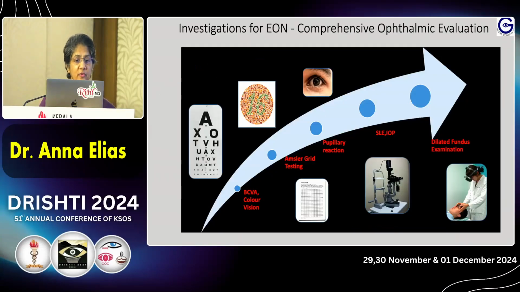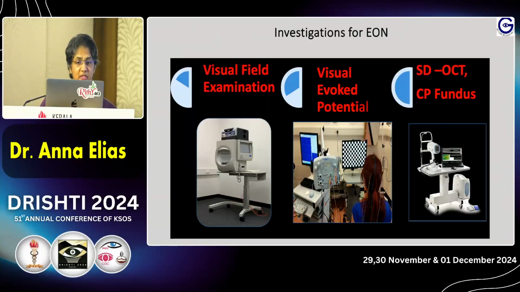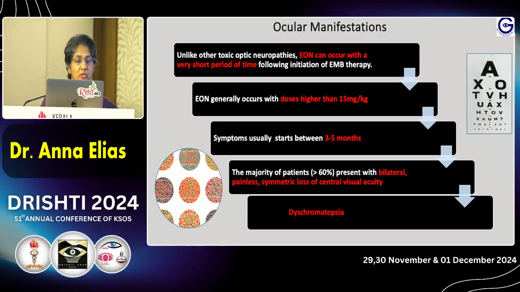So the investigations for ethambutol toxicity are a comprehensive ophthalmic evaluation, including best-corrected visual acuity, color vision, Amsler grid testing, pupillary reaction, slit lamp, IOP, a dilated fundus examination, visual field examination, visual evoked potential, which is very important, SDOCT, and color photo of the fundus. Unlike other toxic optic neuropathies, ethambutol toxicity can occur in a very short period. It generally occurs in doses higher than 15 milligram per kg, and symptoms usually start in 3 to 5 months. The majority of patients present with bilateral, painless, symmetrical loss of central visual acuity and dyschromatopsia.